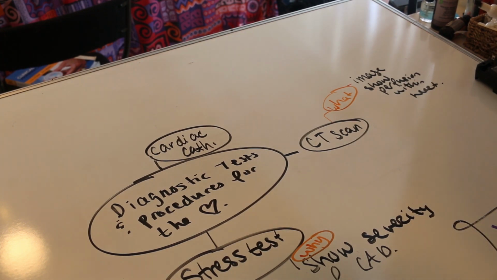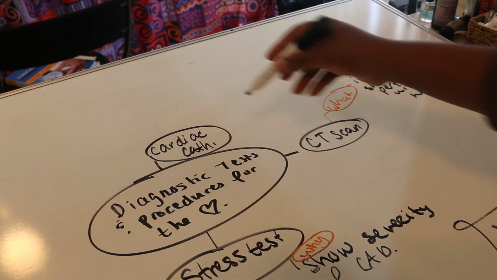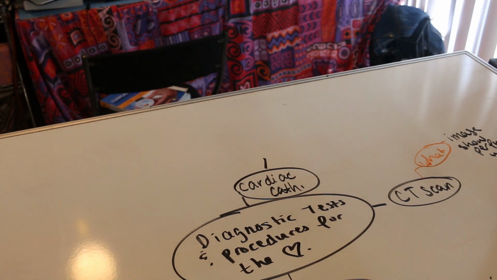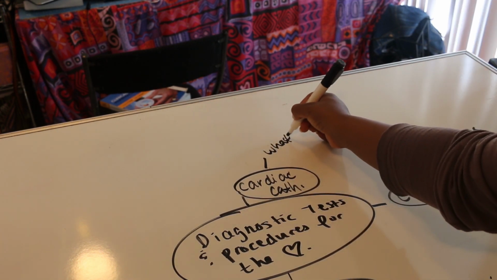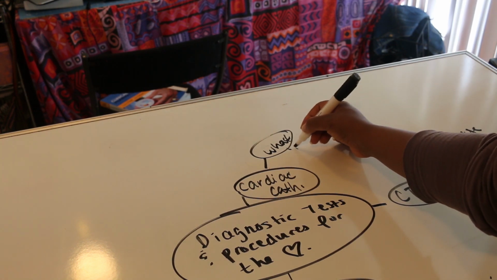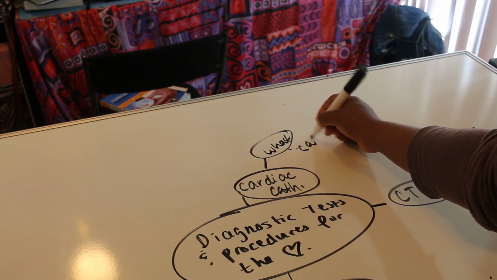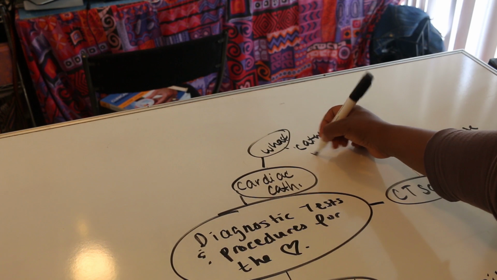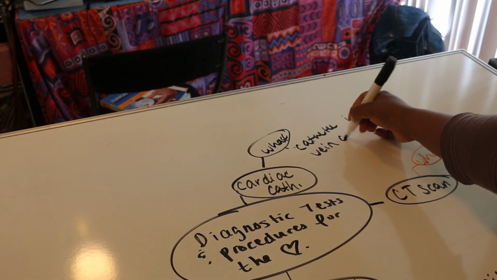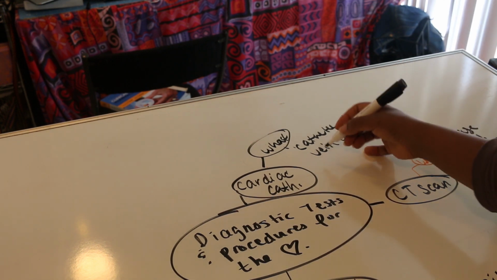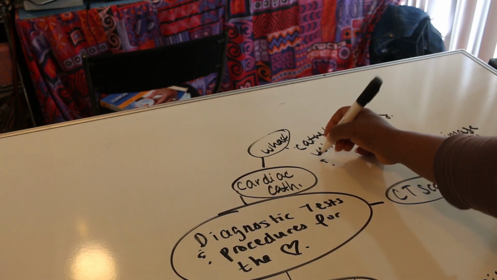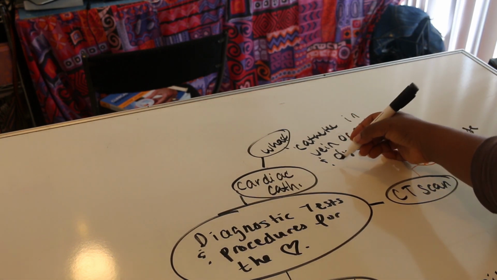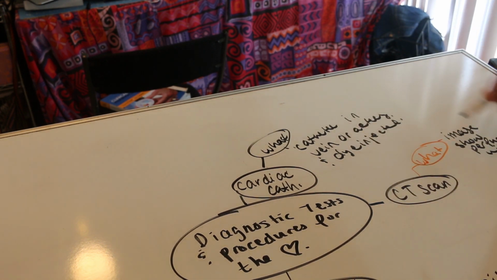Let's see. There's other things too. You can go into more detail, but I'm just giving you all a little run through. So the cardiac cath. We can put over here, what is it? It is a catheter in vein or artery and dye injected, and then you can even go further.